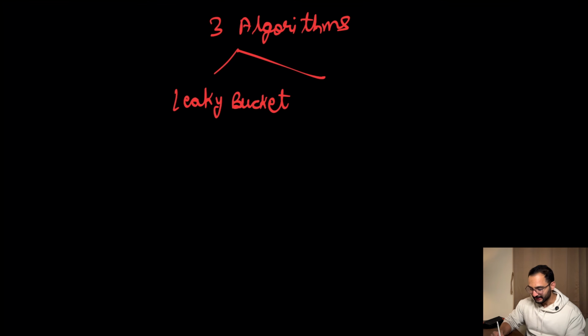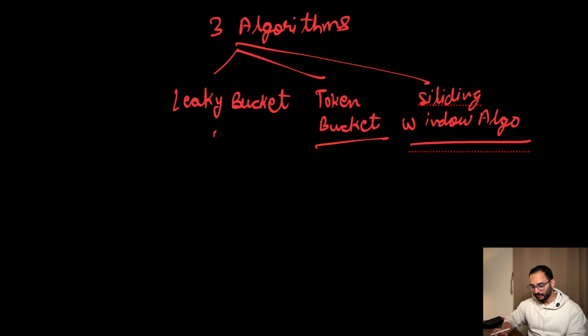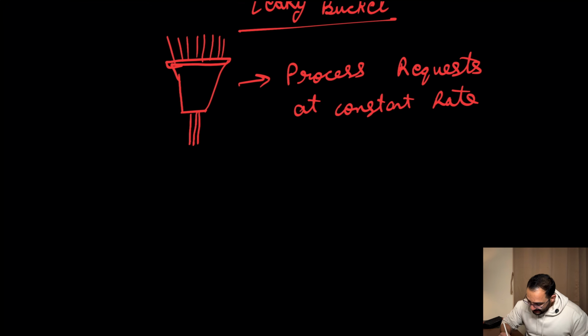There are three rate limiting algorithms: first is leaky bucket, second is token bucket, and third is sliding window. Now I'll start with the leaky bucket algorithm. To understand leaky bucket, consider a bucket into which water is flowing at a very fast rate, but it's coming out at a constant rate. So leaky bucket is a rate limiting algorithm that processes requests at a fixed constant rate. It doesn't matter how fast the incoming flow is, it can be extremely fast. The processing will be done at a constant rate.